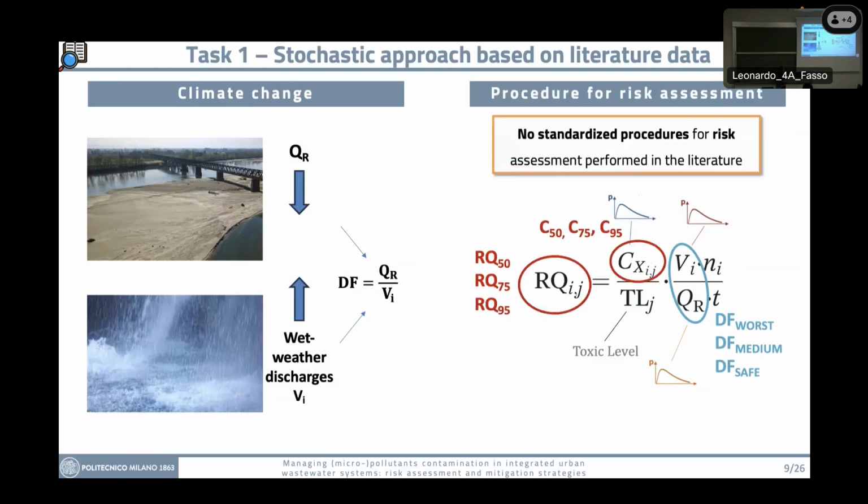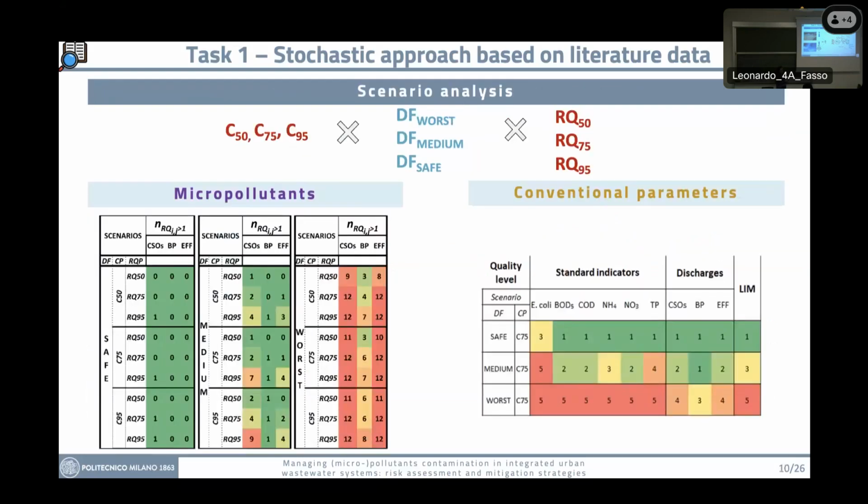And we also wanted to assess the risk assessment procedures present in literature, because they don't have a standardized procedure. They use different percentiles of concentration or percentiles of risk quotient. So we wanted to understand, if we do different combinations, what is the most important parameter that affects the final risk. So just to give you an idea, we did all these combinations, and here are the results summarized.